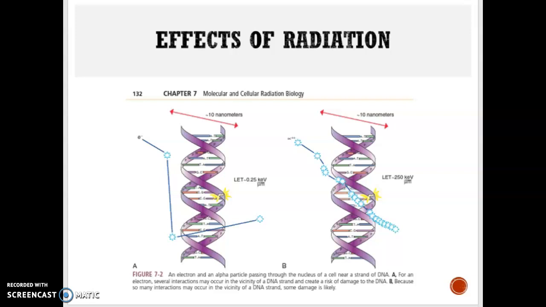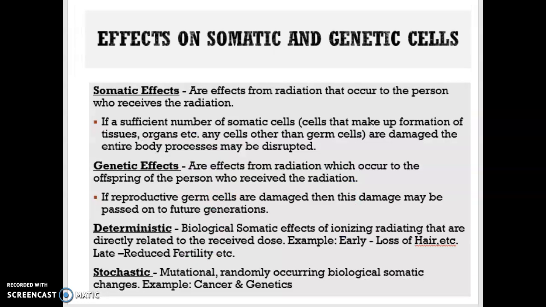Biological damage from ionizing radiation can be seen on three levels: the molecular, the cellular, and the organic level. Any visible radiation injury always begins at the molecular level. Molecular damage results in the formation of structurally changed molecules that may impair function. So the effects of radiation could be somatic and could be genetic. Somatic refers to radiation dose to the entire person, where a sufficient number of cells are affected and damaged that the entire body process may be disrupted.